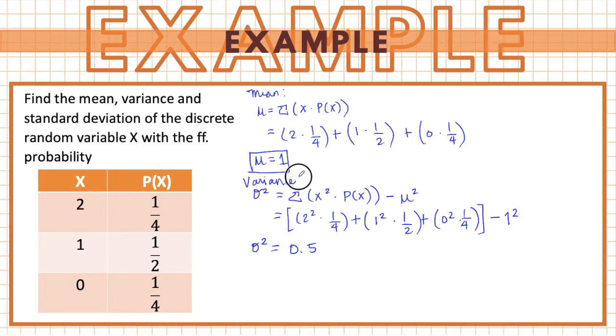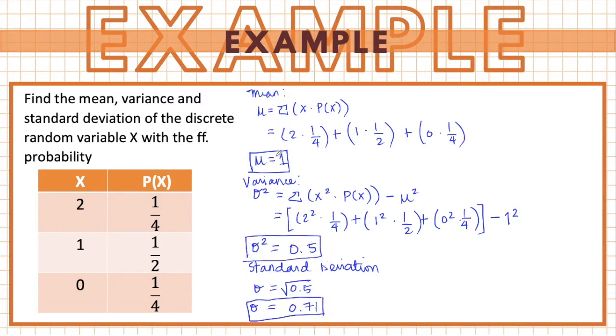Next is the standard deviation. For the standard deviation, we just have to get the square root of the variance. So standard deviation is just the square root of 0.5. The square root of 0.5 is approximately 0.71. So this is the standard deviation, variance, and the mean.